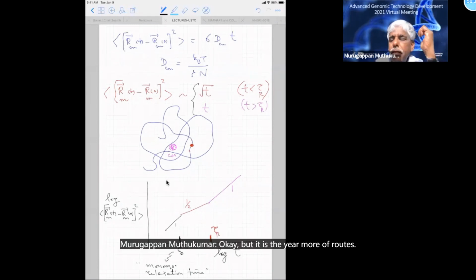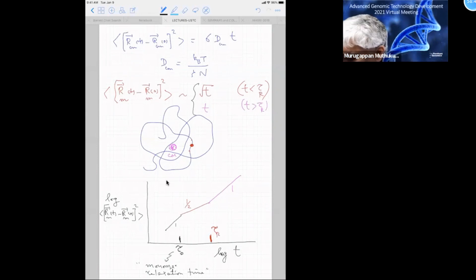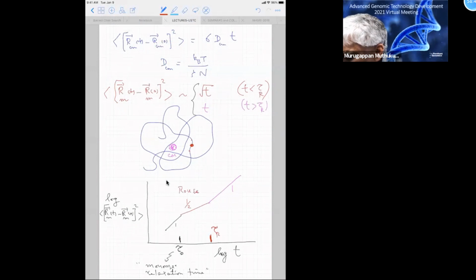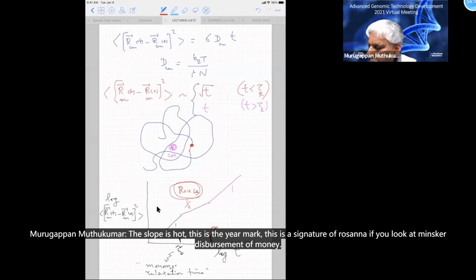Okay, but this is the hallmark of Rouse. If you see this, you can confidently say you have Rouse dynamics. The slope is half. This is the hallmark. This is a signature of Rouse dynamics, if you look at the mean square displacement of a monomer.